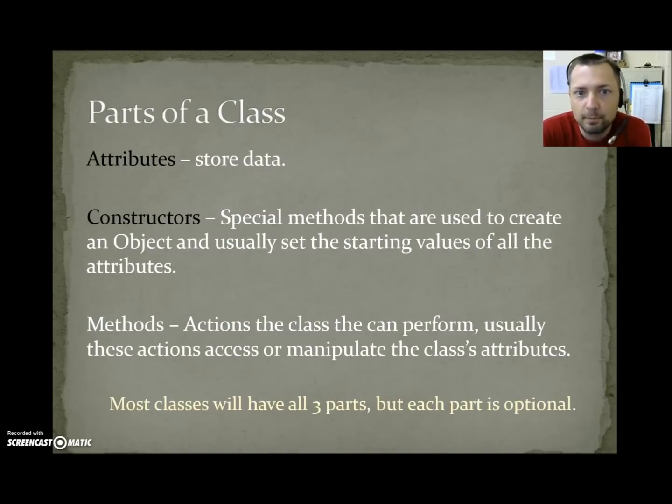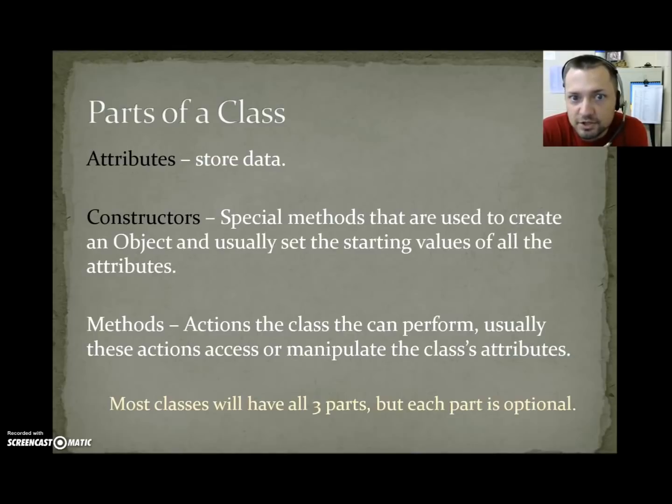Parts of a class. We have attributes, which are going to store data. We have constructors, which are special methods that are used to create an object. And usually, they will set the starting value of all the attributes. Methods. We've already talked about methods before, but classes are allowed to have methods. Methods for classes are usually actions the class can perform. Usually these actions access or manipulate the class's data. Most classes will have all 3 parts, but each part is optional.